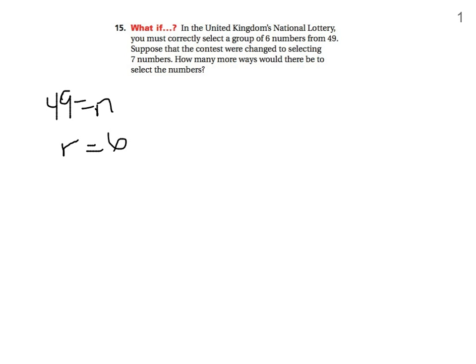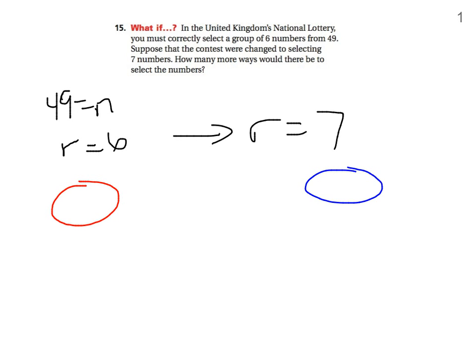Suppose that the contest was changed so that instead you're selecting 7 numbers. So if it changed so that R was 7, how many more ways would there be to select the numbers? Basically what we're going to have to do is figure out how many ways there used to be, and then find out how many ways there are now, and subtract to figure out how many more there are now, meaning if there were now 7 numbers.